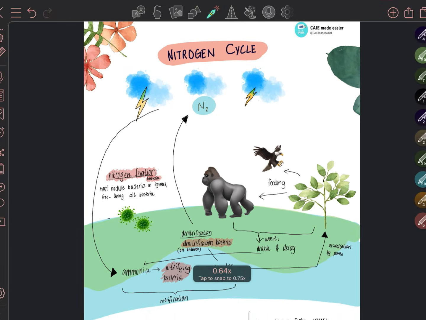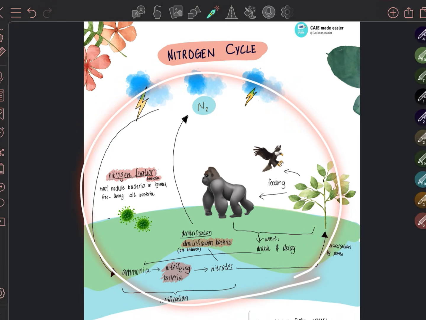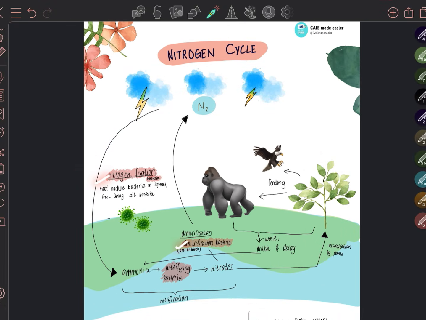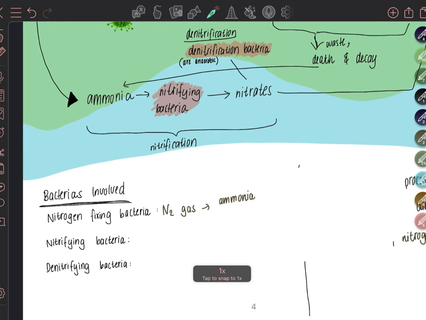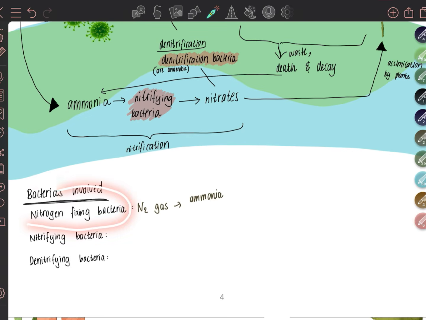Now, before we study this nitrogen cycle, we have to focus on the fact that there are three types of bacteria at play. I have highlighted them in another color. Let's see what each of them do. So first we have nitrogen fixing bacteria.